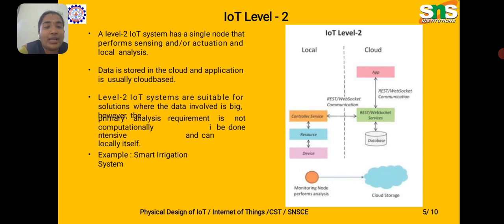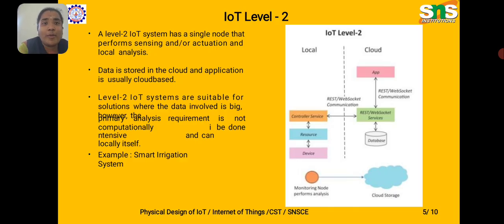In level 2, there is a local system and a cloud. The application, REST WebSocket communication, REST WebSocket services, and database are on the right side. On the left side, the local part consists of the controller service, resources, and devices, which is used for monitoring the node and performing analysis, and everything is stored in the cloud.